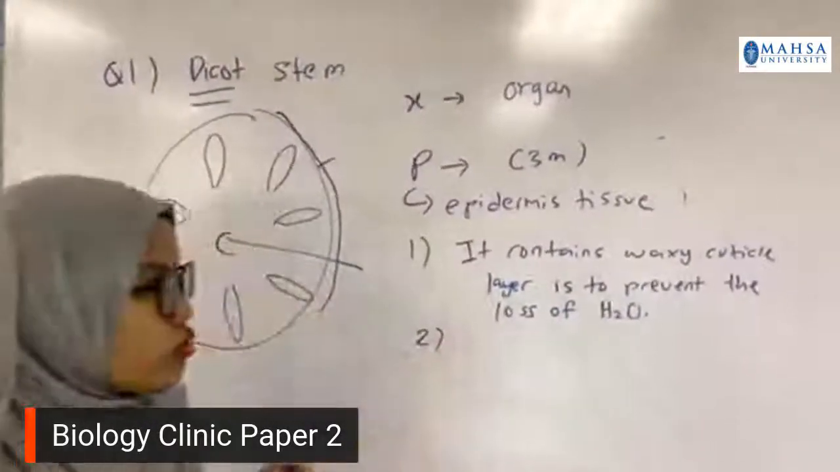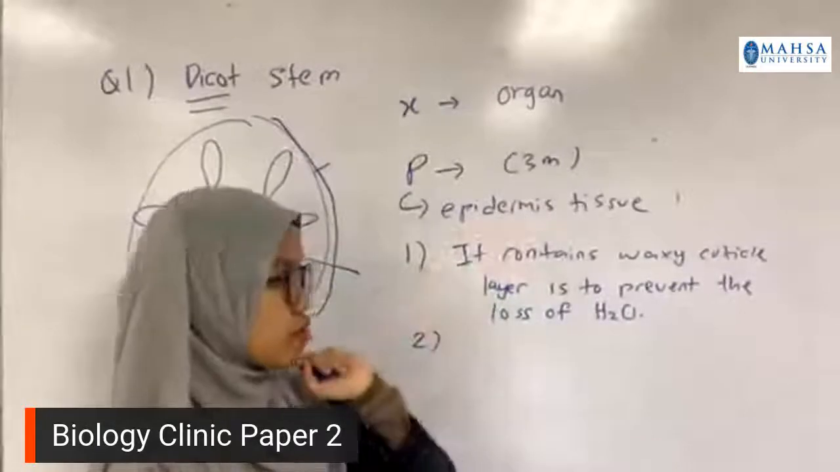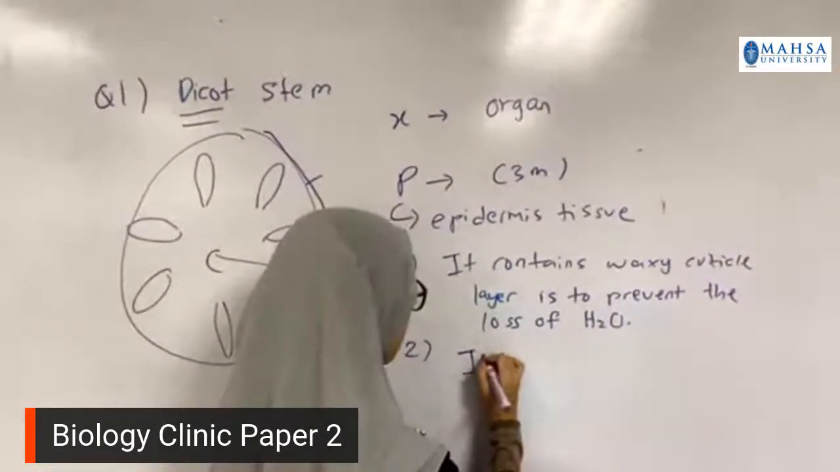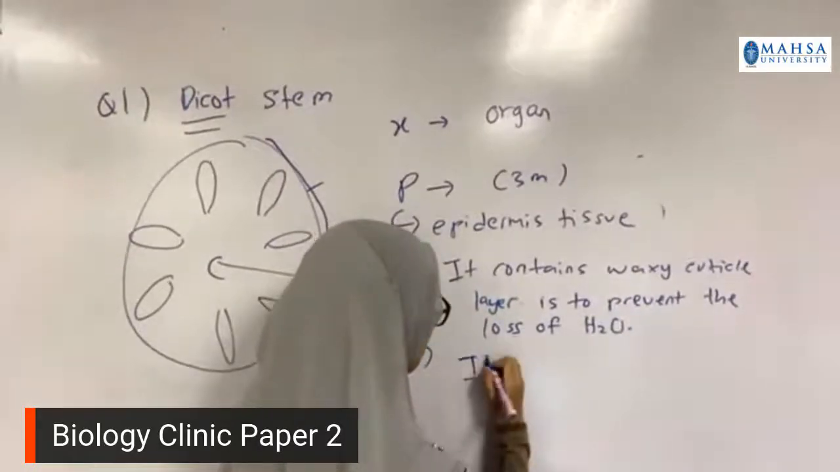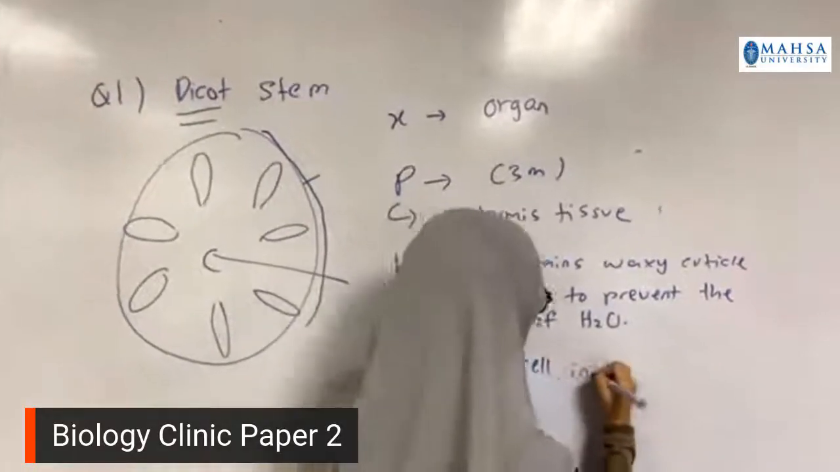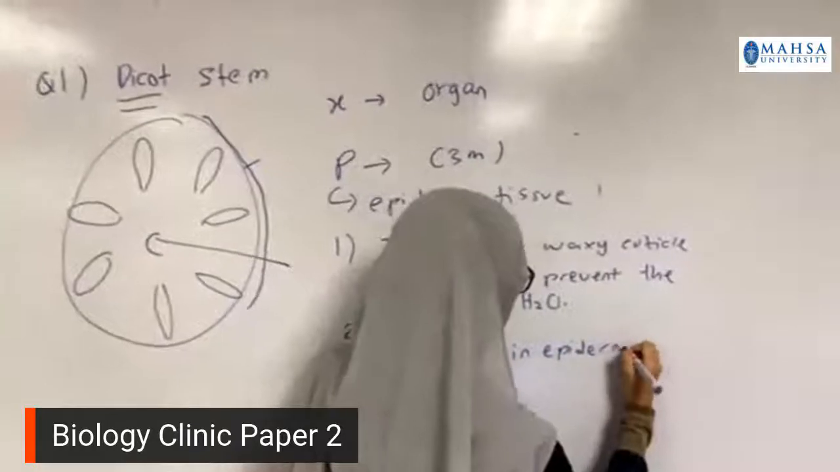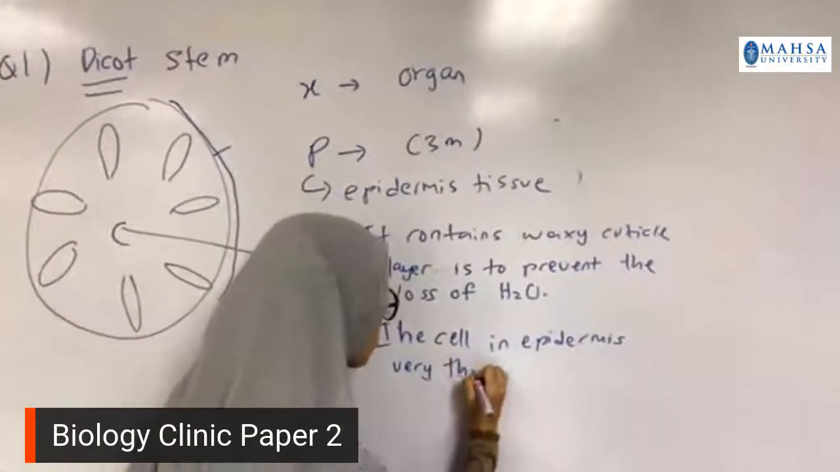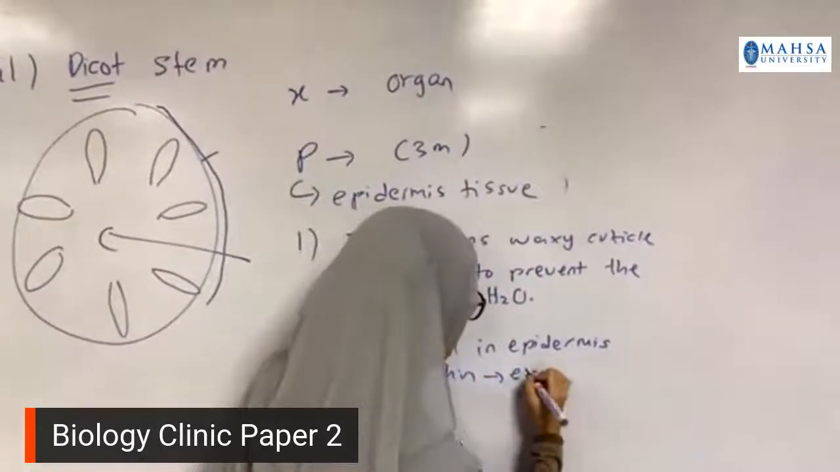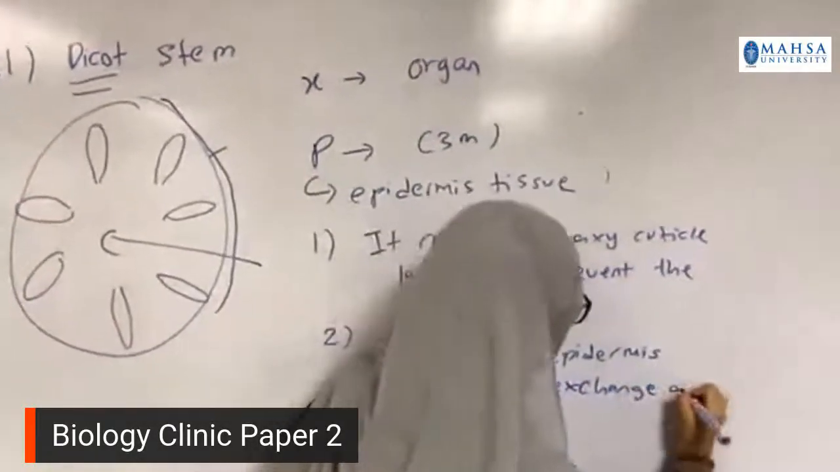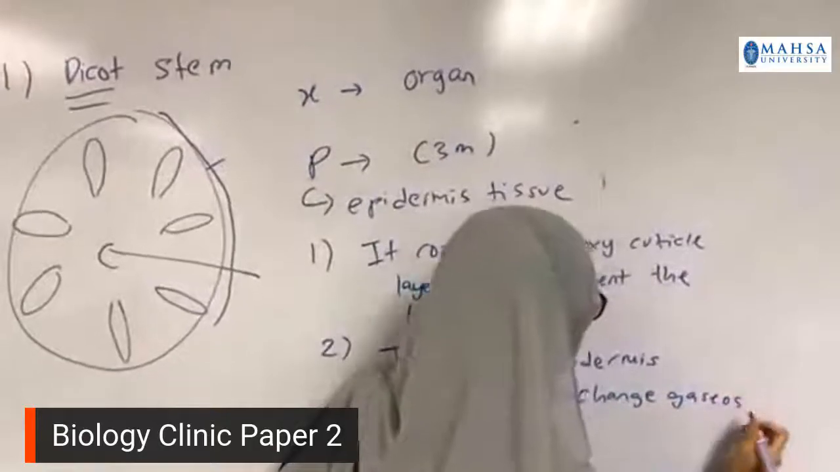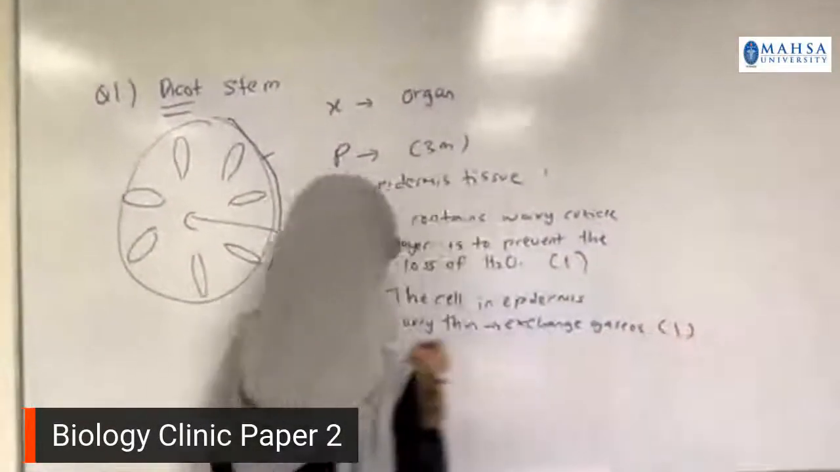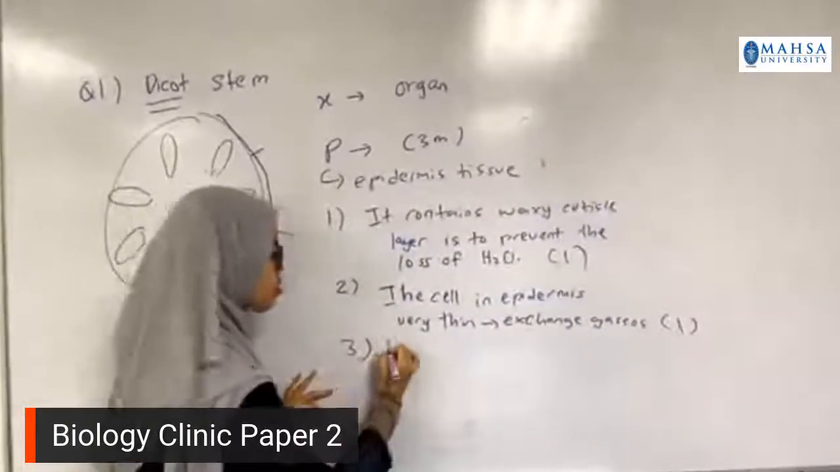Okay, for the second one, what is another characteristic of the epidermis tissue? You can write, for example, the cells in the epidermis are very thin. This is for exchange of gases. So you can write like this. This is another 1 mark. Okay, thus you can give an example.